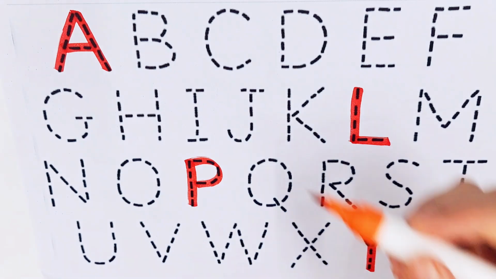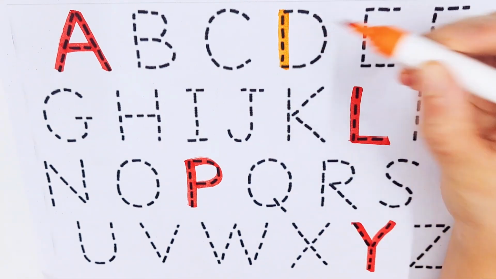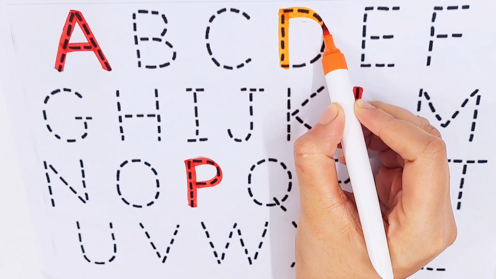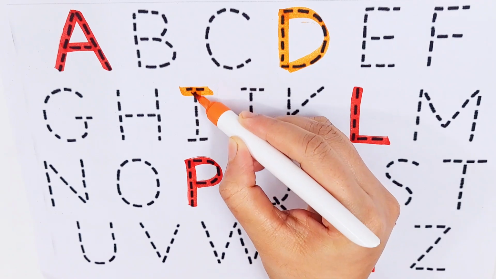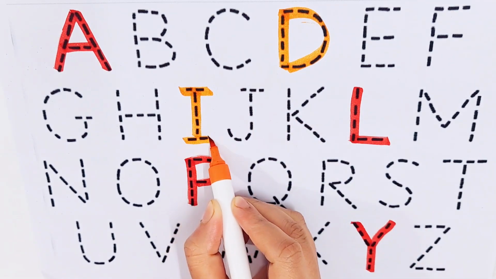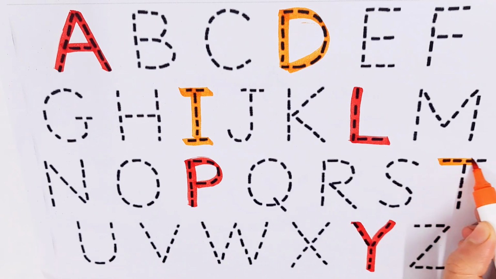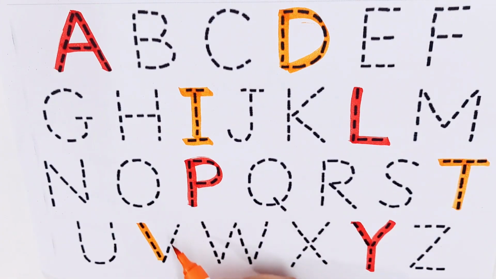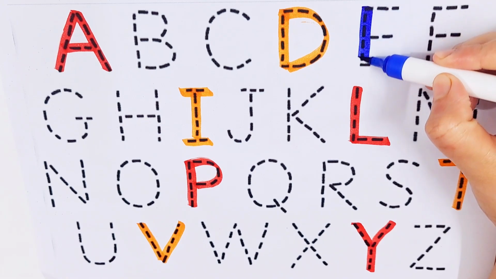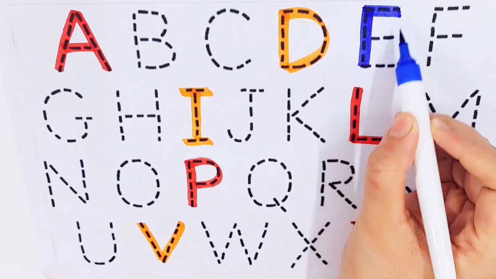Orange color. D for doll. I for ice cream. T for train. V for vanilla. Dark blue color. E for elephant.